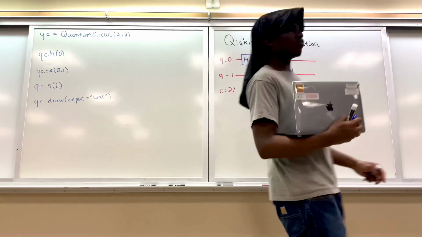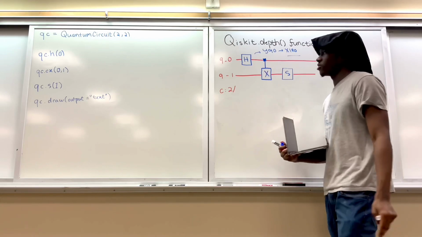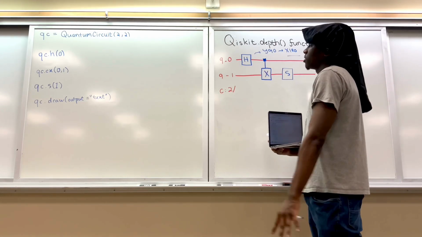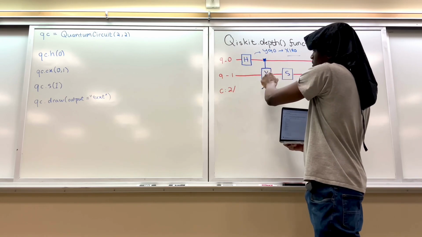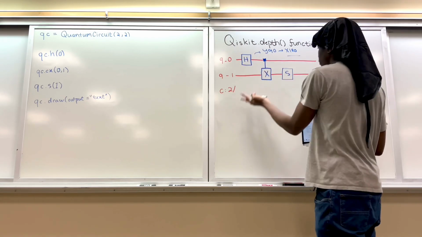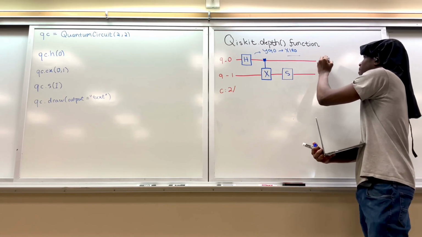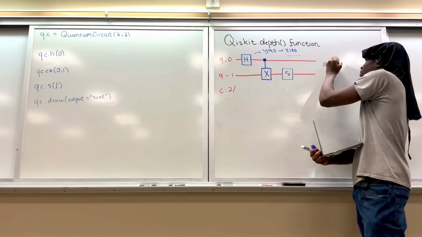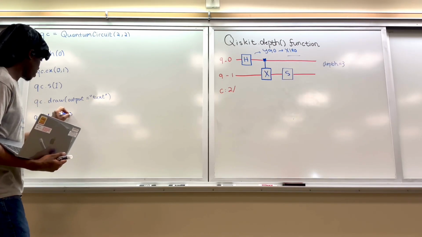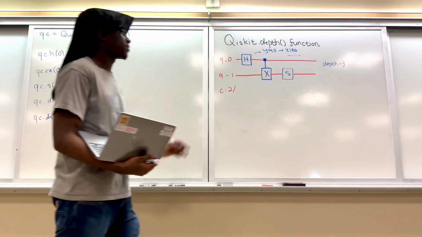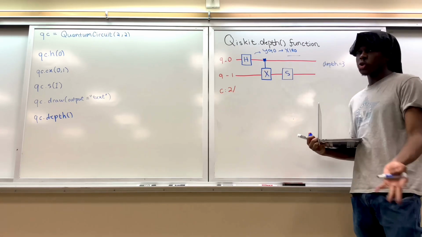So now the question is, what is the depth? The depth is basically the longest path of the circuit. How I would do this is basically put your finger here: 1, 2, 3. Simple as that. So this depth is going to be 3. That's simple. It is just 3.